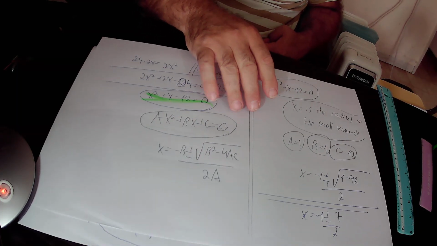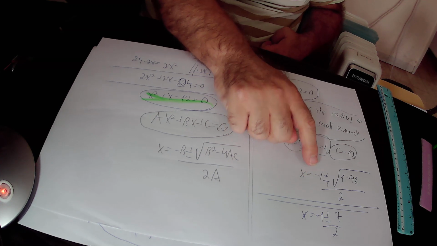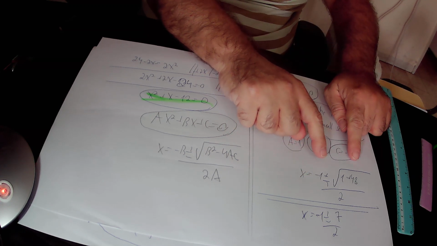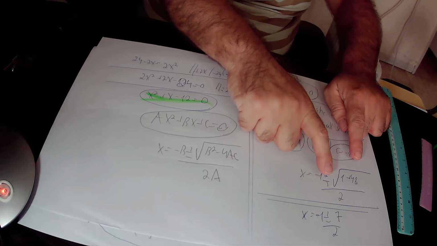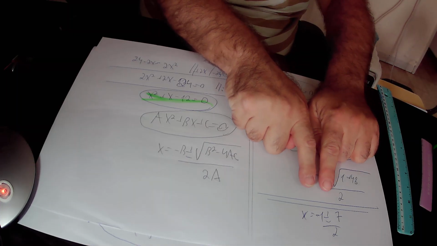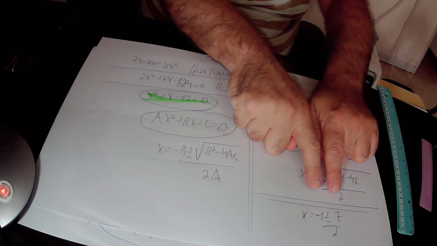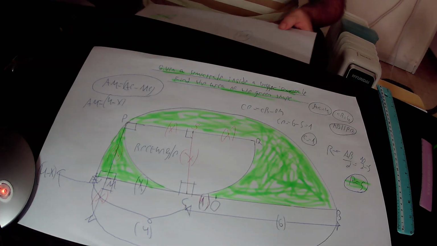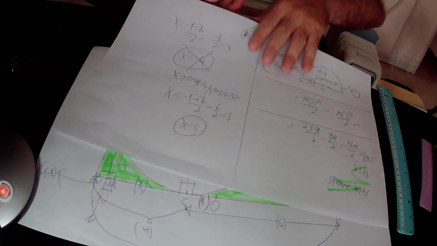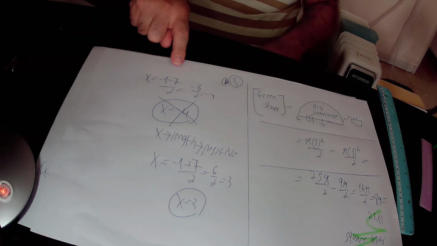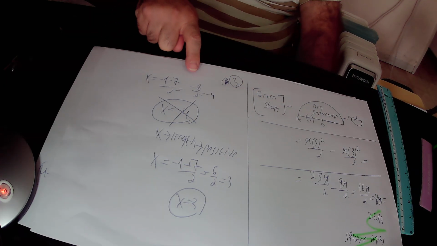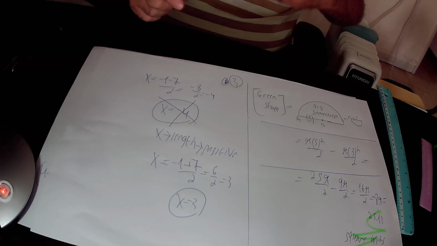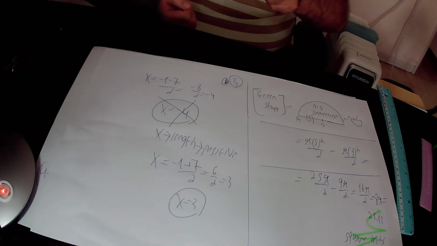So in total we found out that x equals minus 1 plus minus the square root of 1 plus 48, which is 49, and the square root of 49 is 7. So in total we found out that x equals minus 1 plus minus 7 over 2. So here we have two possible solutions for x. The first solution for x is that x equals minus 1 minus 7 over 2. Minus 1 minus 7 is minus 8, and minus 8 over 2 is minus 4. So the first solution for x is that x equals minus 4.